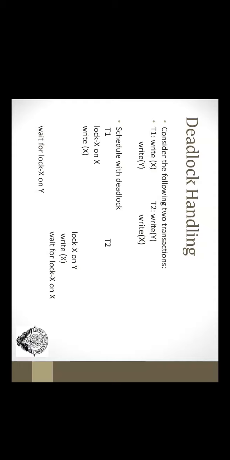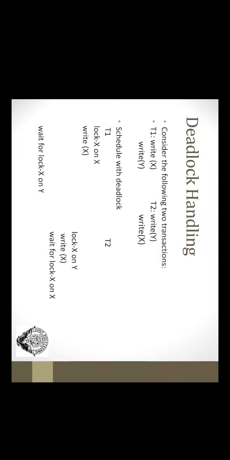How to handle the deadlock? Okay, let's consider one example. Following, there are two transactions, T1 and T2, where in the transaction T1 we are going to write the value of data item X first, and after that we are going to write the value of data item Y. Whereas in the transaction T2 we are going to write the value of data item Y first, and after that we are going to write the value of data item X. Let's try to understand how that deadlock is going to occur with the help of some schedules.